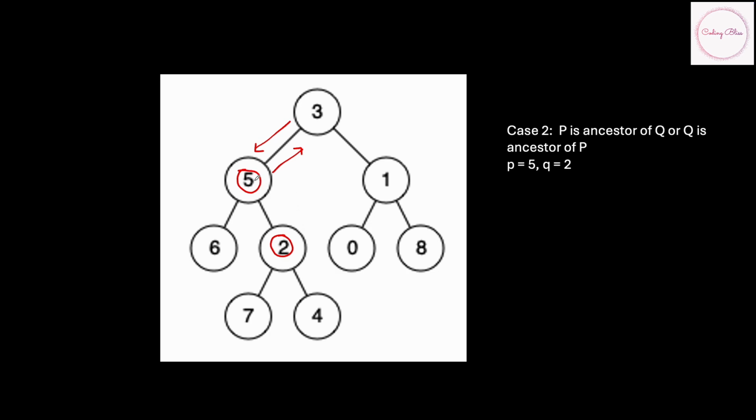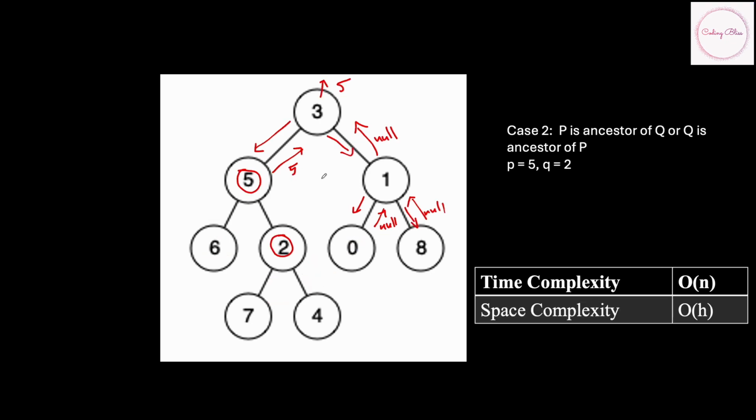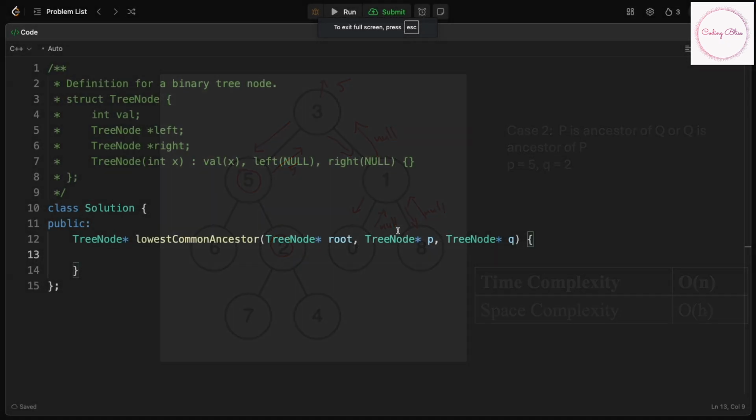As soon as it comes here, it will return the address of 5. Now it will go through the left path as before, and this will of course return null. Same here, it will go here, this also returns null, so here we will give back 5. For this one, of course, the time complexity will be order of n, and the space complexity will be the height of the tree, so you can put it as order of n. Now let's code this up.